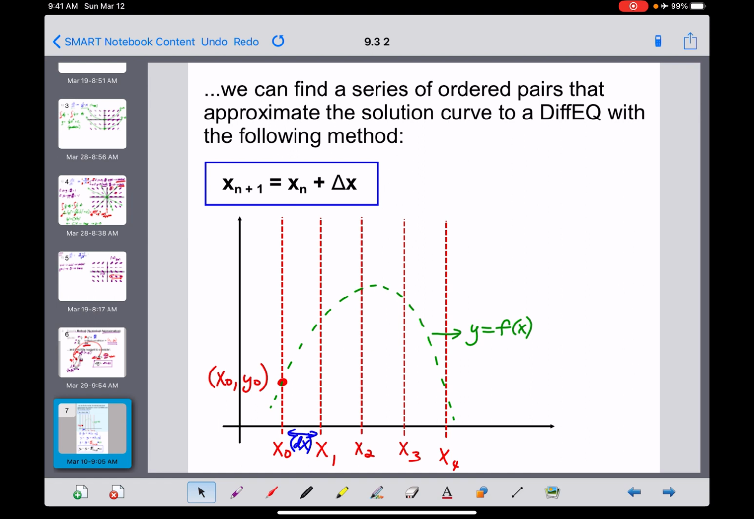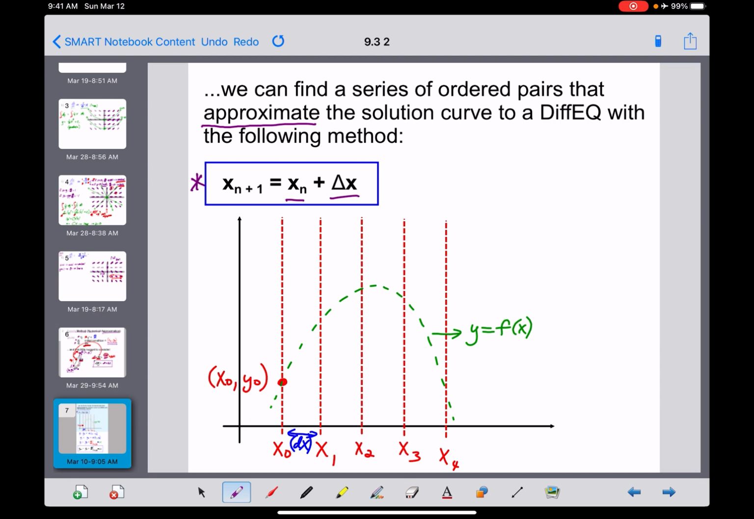So here's what's happening. Let's just read this off the top right here. We can find a series of ordered pairs that will approximate. Now, again, there's that word. We're not finding the exact solution because some of these diffie-q's are too complicated to solve, but we can approximate the solution curve to that diffie-q with this method right here. And guys, this box I have is not really the big takeaway right here. This, I hope, is obvious. x sub n plus 1 is equal to x sub n plus delta x.